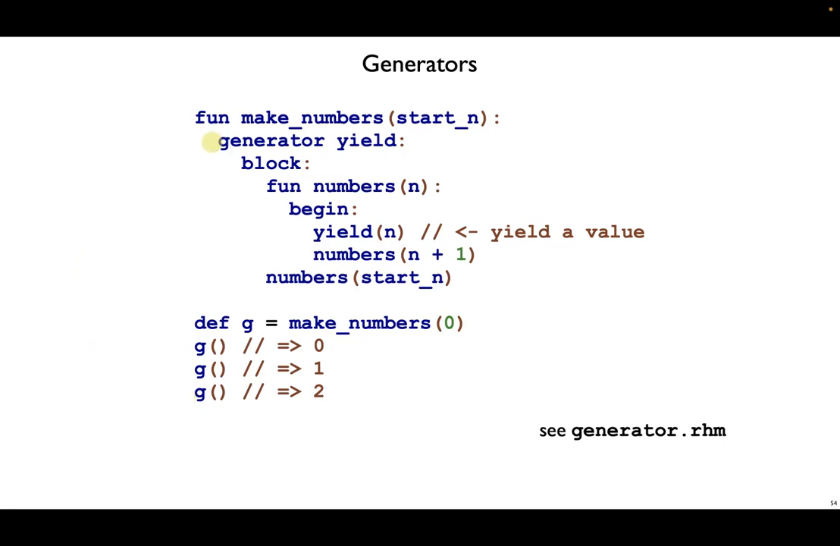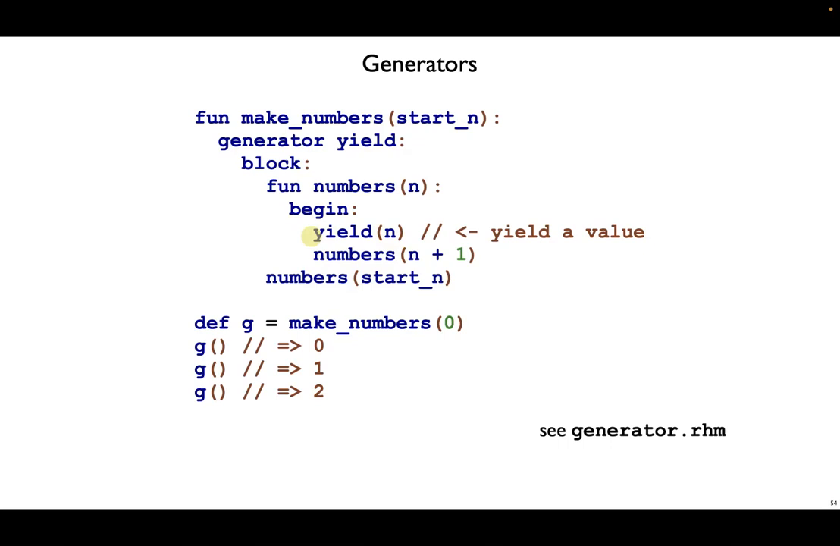Now up inside the body, generator starts with an identifier, and this identifier gets bound to a function that will return the next value that we want as the result from the generator. Inside the body, we describe how to compute results. So we declare a function numbers that starts from n, and we'll kick this off with start n as the initial value. This function first yields the current number and then recurs with that number plus 1.